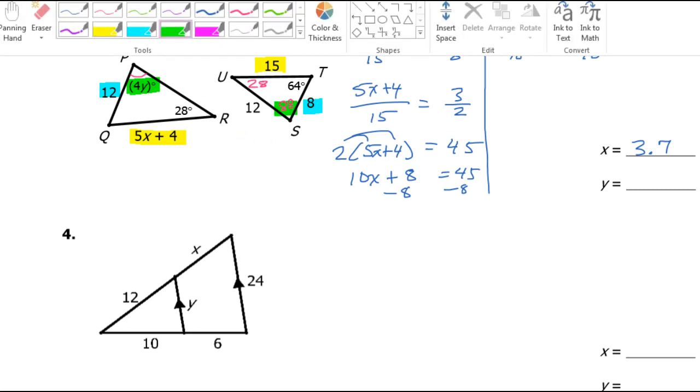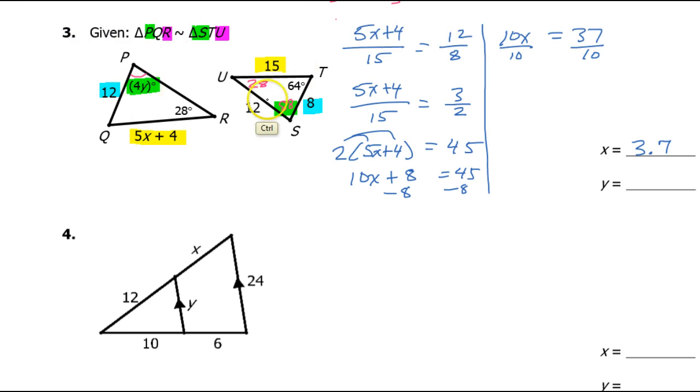So that means that the 4y must equal the 88. So 4y must equal 88. So to find out what y is, I have to divide both sides by 4. So that's going to give me 22 for y.